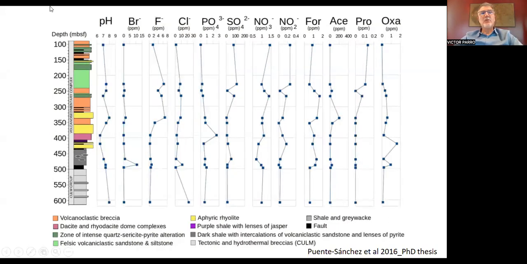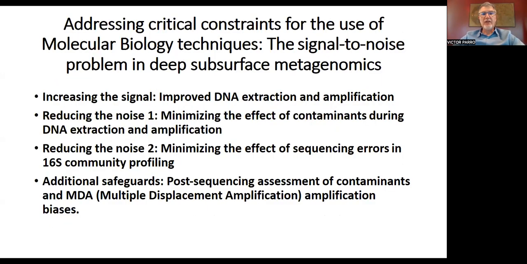Similarly, we did this with the organic and inorganic anions, because they are very important: the inorganic anions as electron acceptors, and the organic anions like acetate, formate, propionate are very good electron acceptors for different metabolisms. So again, we have a distribution, which in some samples has higher amounts than in others, but not any specific pattern that we were able to discriminate.